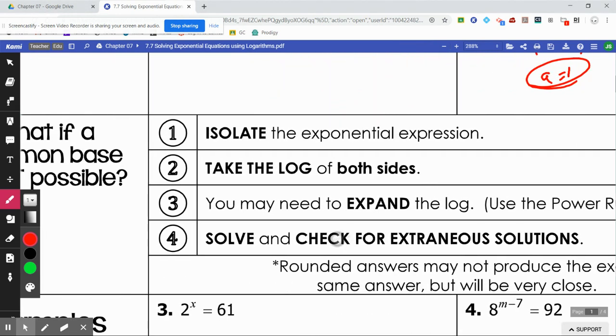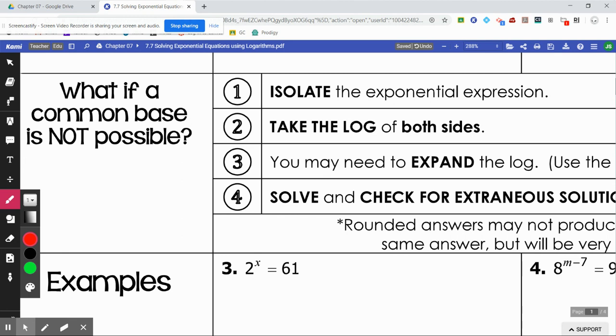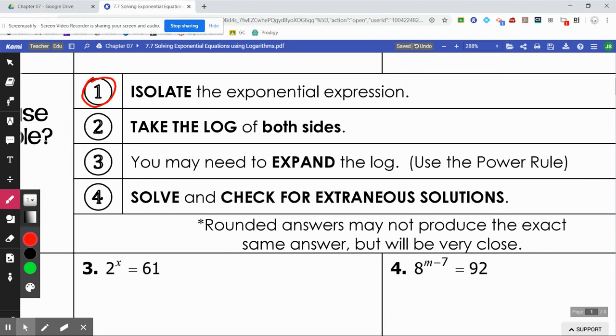Now, today's lesson, again, we don't have that common base. It's not possible. So here's what we do. Step number 1, we're going to isolate our exponential expression. Step number 2, I like to do it differently. It says take the log of both sides, but I like to just change forms. We're going to change it from an exponential form to a logarithmic form.